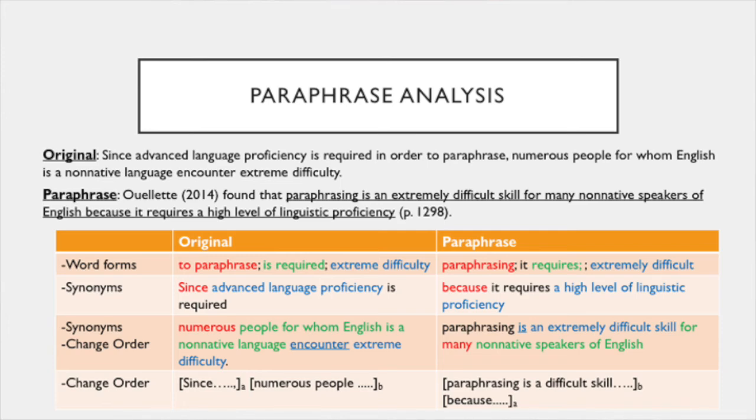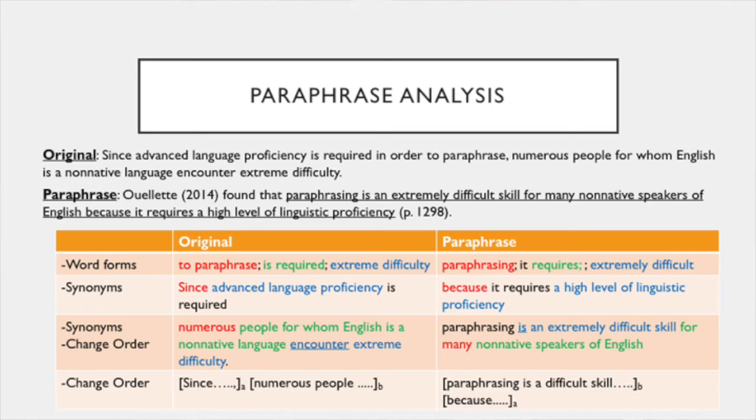But if we look at what is being paraphrased and how, we can see some of the changes that were made. For example, in the original, it says to paraphrase, which was changed to paraphrasing, as you see in the first column to the second column in the table. This is a change in word forms. Is required in the passive voice is changed to the active voice requires, and extreme difficulty is changed to extremely difficult. Also in the paraphrase, synonyms are used.